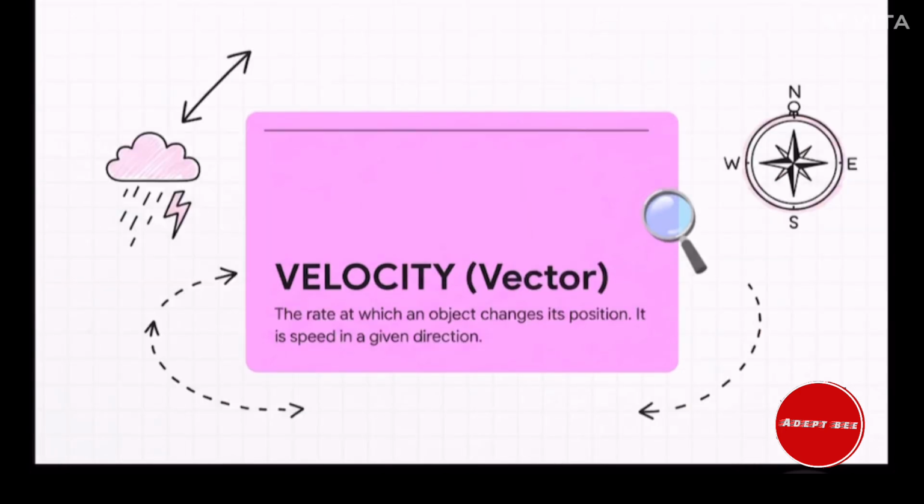Velocity, on the other hand, well, you guessed it, that's our vector. It's just your speed with the direction tacked on. So when a weather forecaster says a hurricane is moving at 20 miles per hour to the northeast, they're not just giving you its speed, they're giving you its velocity.